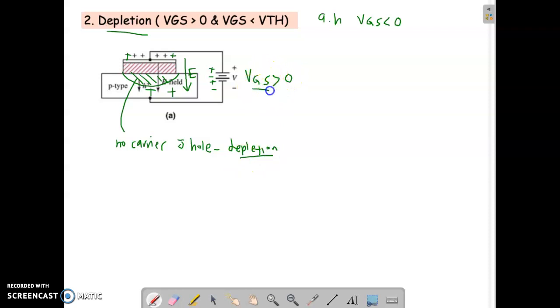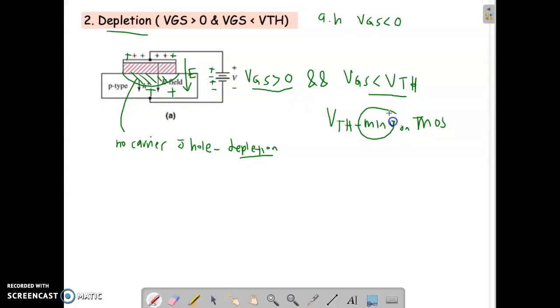So how does this depletion happen? When you apply your VGS more than 0 and your VGS is less than the threshold voltage. If we recall, what is the threshold voltage? It is the minimum voltage to turn on your MOSFET. Minimum voltage to turn on your MOSFET.